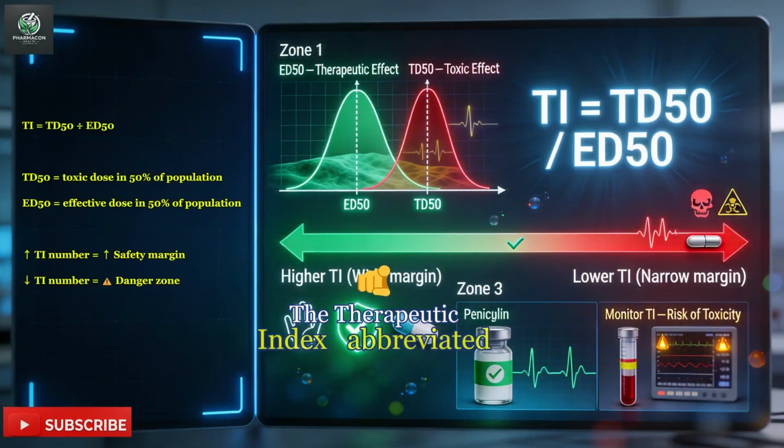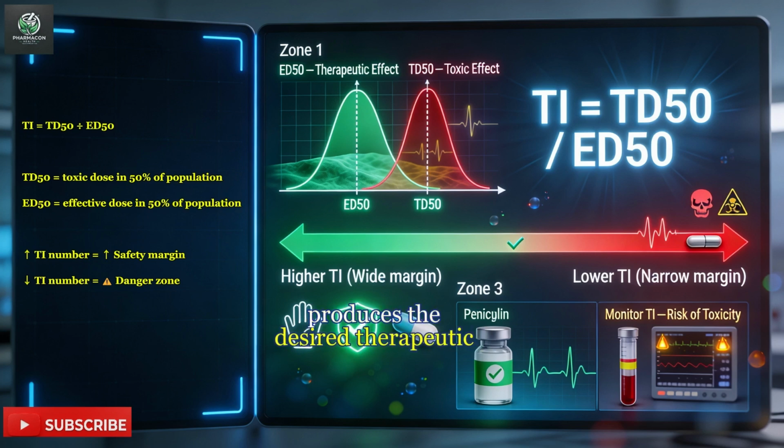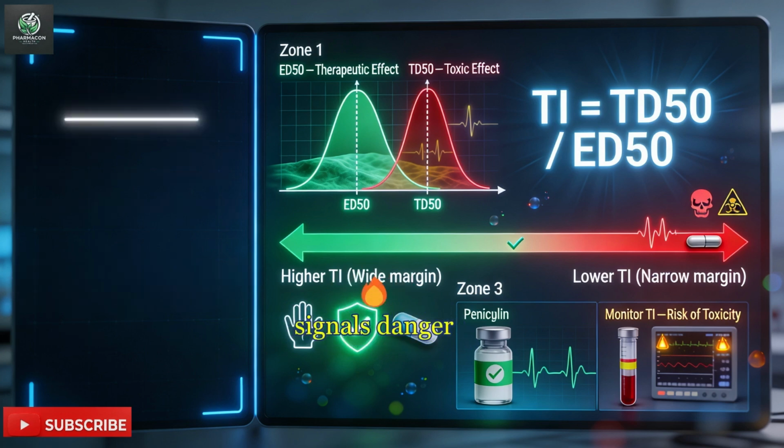The therapeutic index, abbreviated TI, is a pharmacological ratio that compares the dose of a drug that causes toxicity to the dose that produces the desired therapeutic effect. The formula is straightforward. TI equals TD50 divided by ED50. TD50 is the dose that causes a toxic effect in 50% of a test population. ED50 is the dose that achieves the intended therapeutic effect in 50% of that same population. A higher TI number means a larger margin of safety. A lower TI number signals danger.